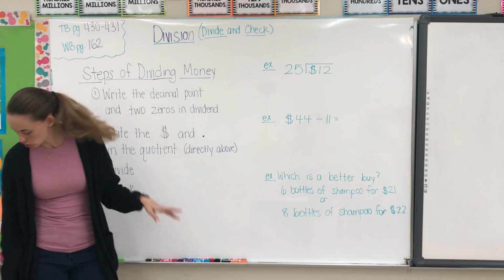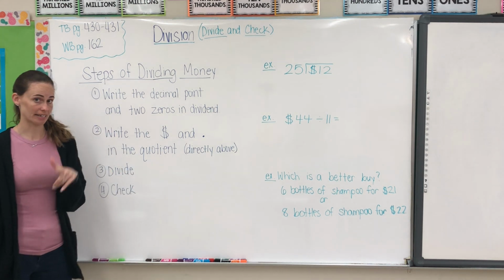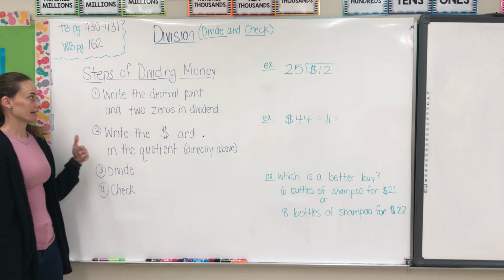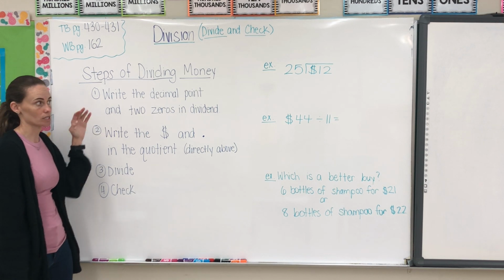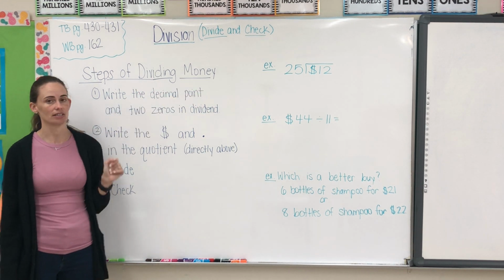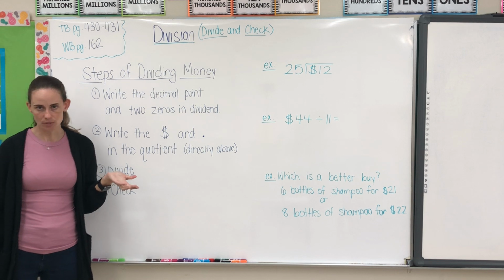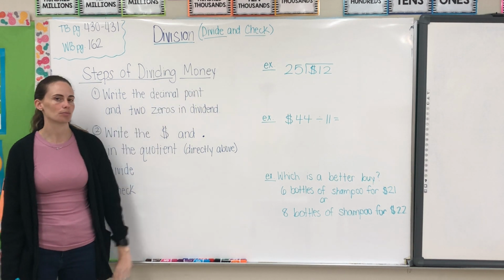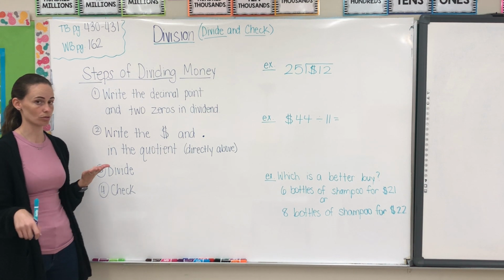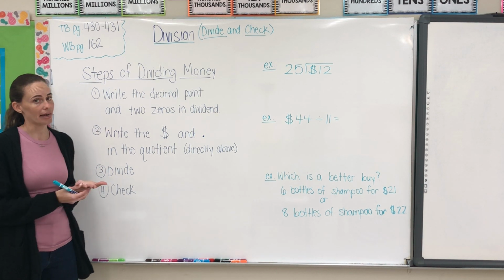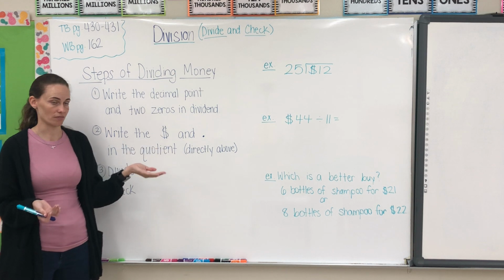Okay, so just to go over it quickly, the steps when you're dividing money: the first thing you have to do is put the decimal point and the 2 zeros in the dividend, the part inside of the little house. A lot of times they'll give it to you already, but sometimes they'll give you the problem and it won't have the decimal point and the 2 zeros at the end, and you have to add that because if not, you're not going to be able to divide it.